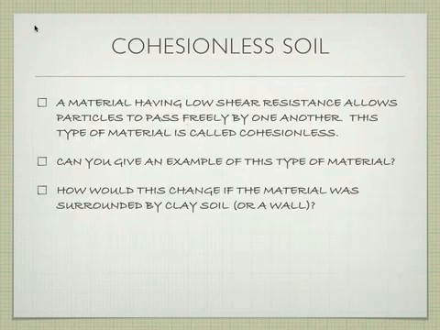Okay, so these two terms are really important to learn. It's going to be cohesive soil and cohesionless soil. And if you try to spell check cohesionless, it's not in any dictionary, but it's in your book. Cohesionless is a type of soil that has very low shear resistance, thereby allowing the particles to freely pass one another. What would be a good example of this material? Sand. Sand is the best example.